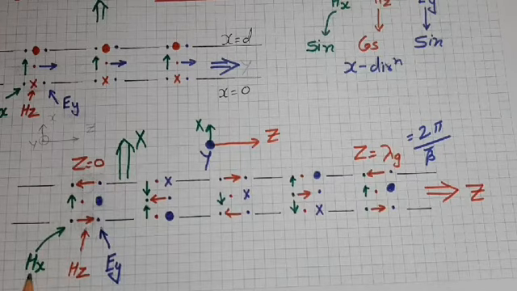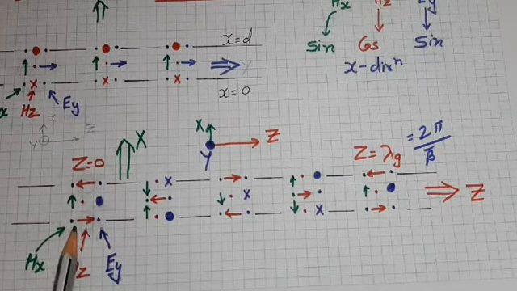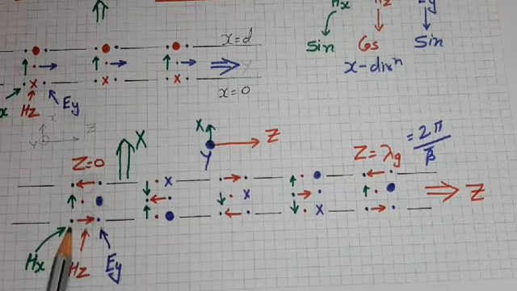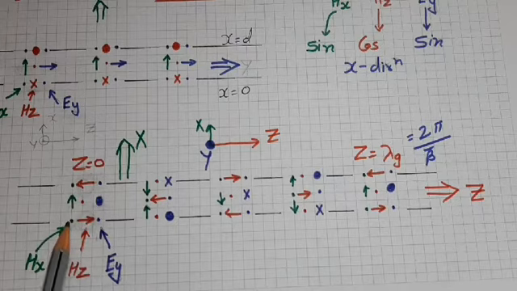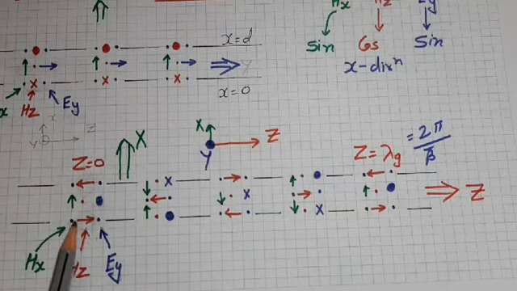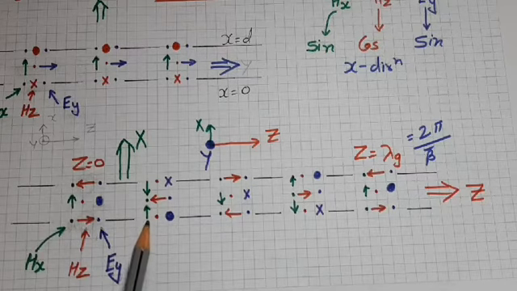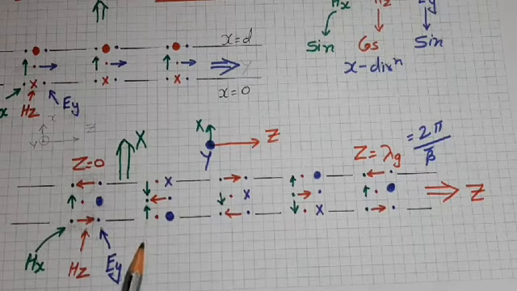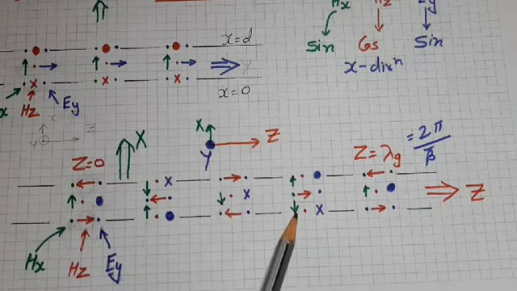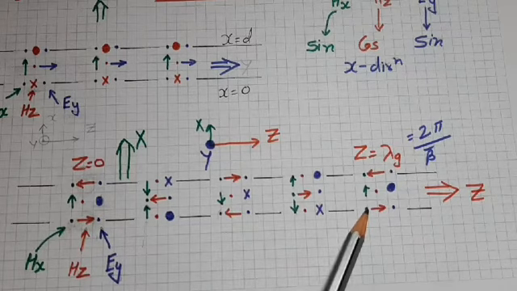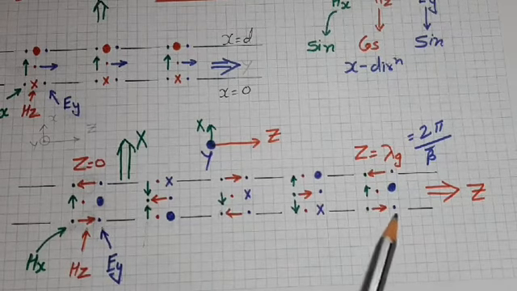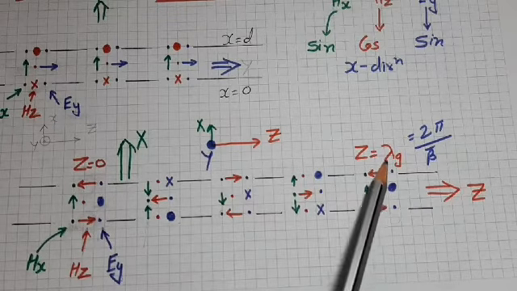First we take Hx. This point corresponds to z is equal to 0 and x is equal to 0. At x is equal to 0, we vary this field sinusoidally in z direction. Suppose here field is 0, then with increase in z, it becomes positive max, again 0, then negative max, then again 0. And this is complete full cycle variation. And this distance is equal to lambda g.